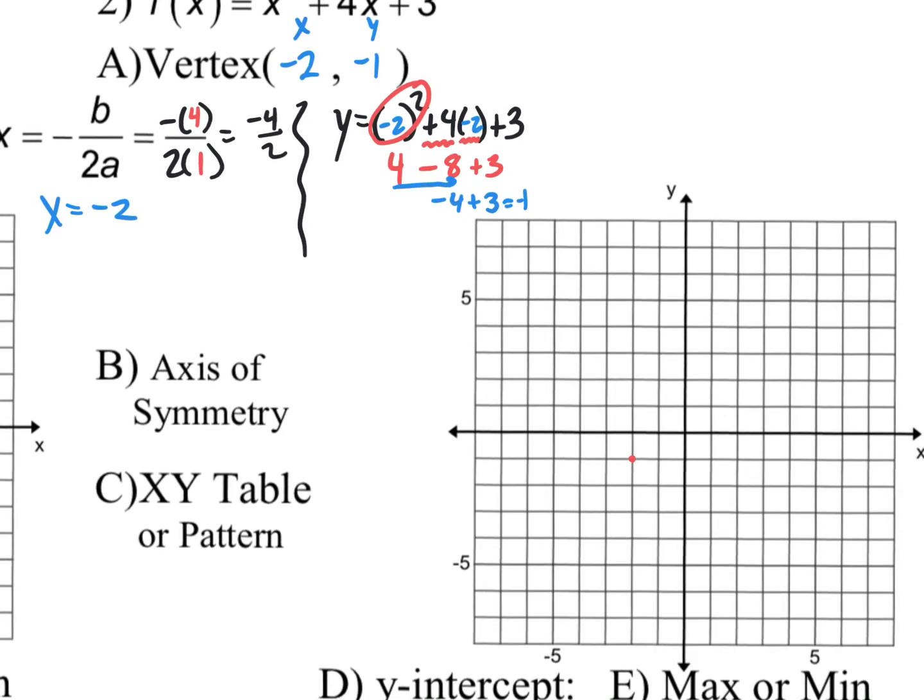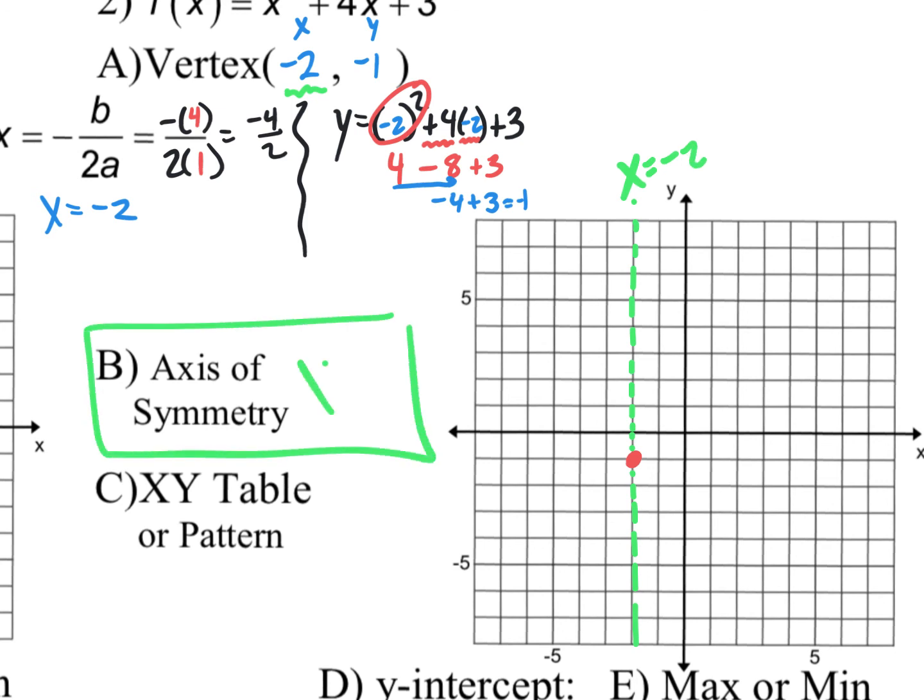Negative 2, negative 1 is right here. The axis of symmetry is that green vertical dotted line that I always draw right through the vertex. That is the equation x equals simply the x value of your vertex, negative 2. So right here where it says axis of symmetry, everybody should write down x equals negative 2.